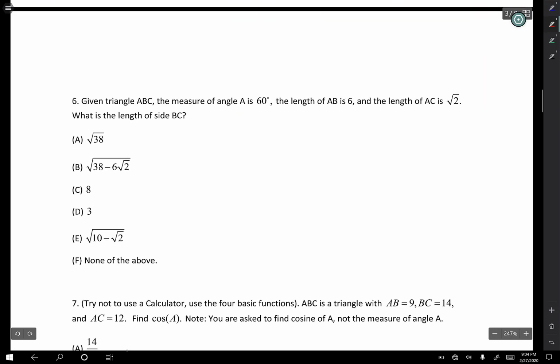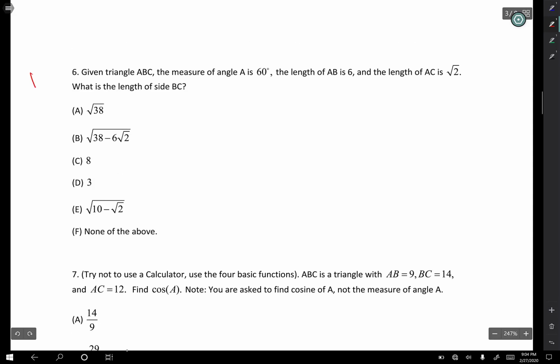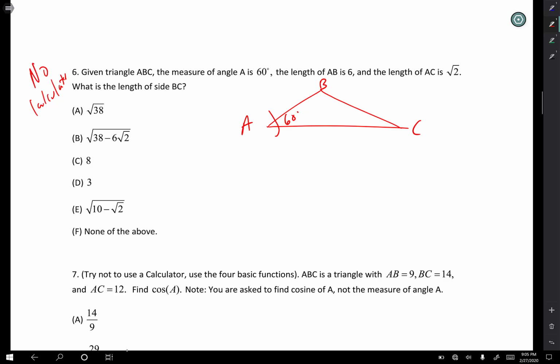All right, so this one here, we can do this one without a calculator. So put no calculator. All right, give it an honest attempt. Try it out. It says given triangle ABC, the measure of angle A is 60 degrees. So let's draw a triangle. A, B, C. Angle A is 60 degrees. And then the length of AB is 6, so I'll put a 6 there. The length of AC is square root of 2, so square root of 2 down there. What is the length of side BC?